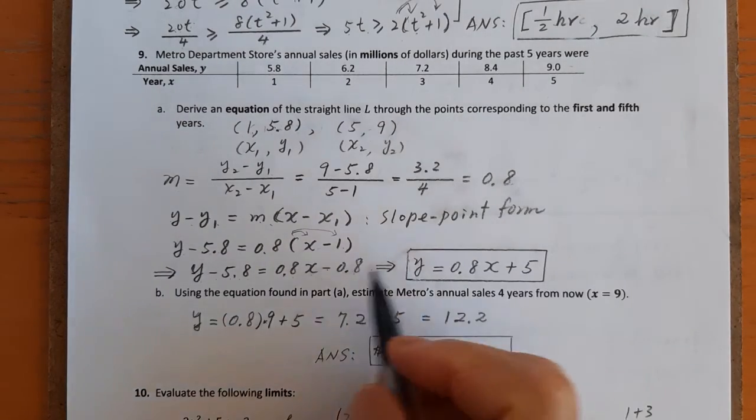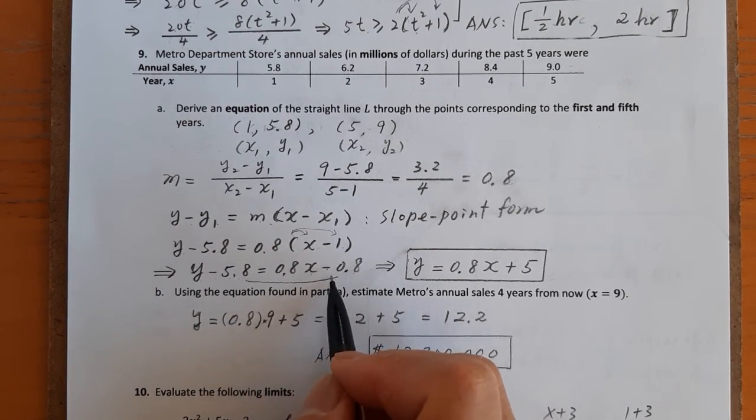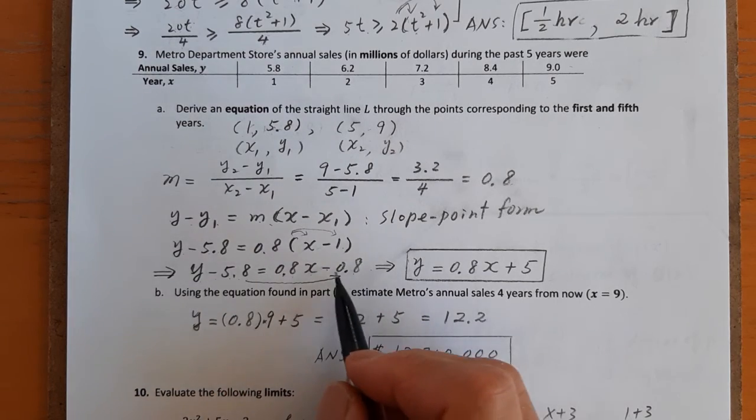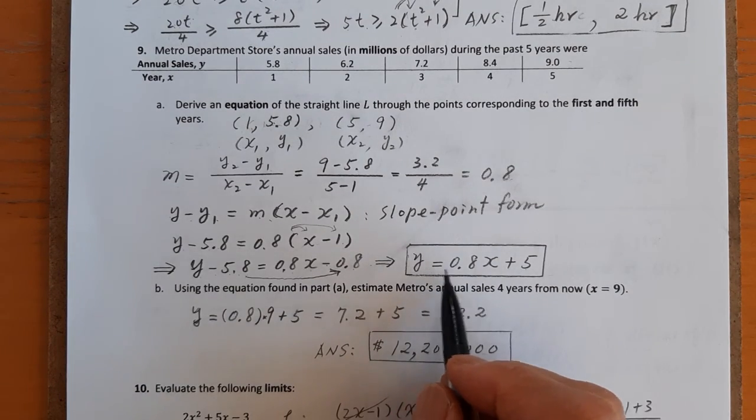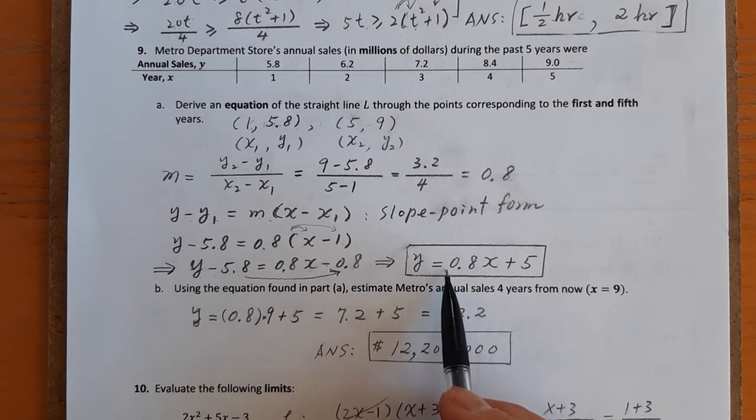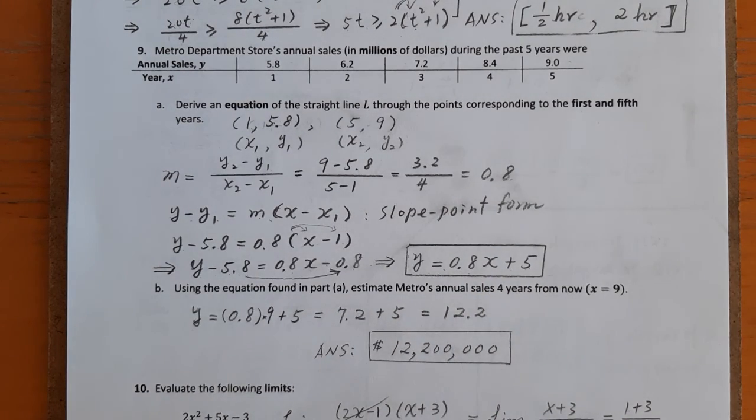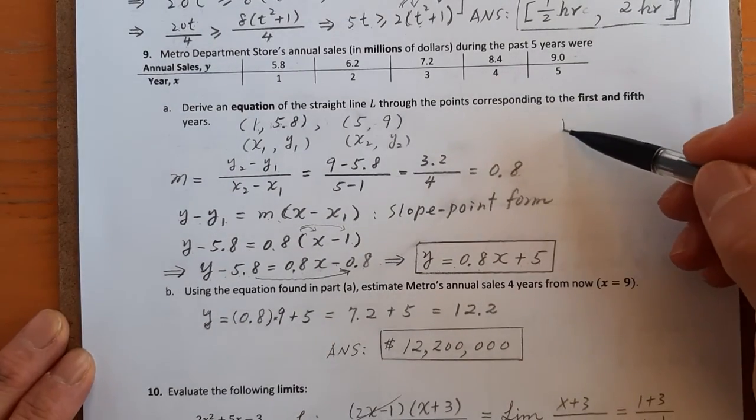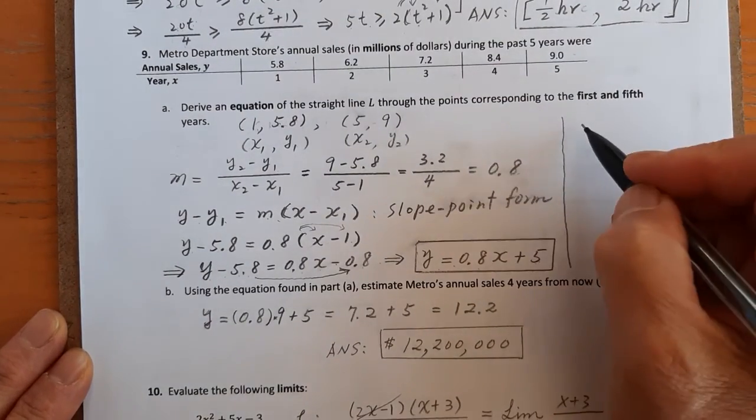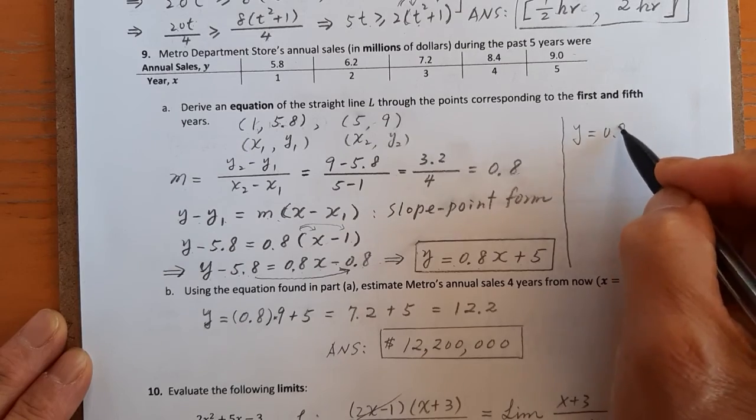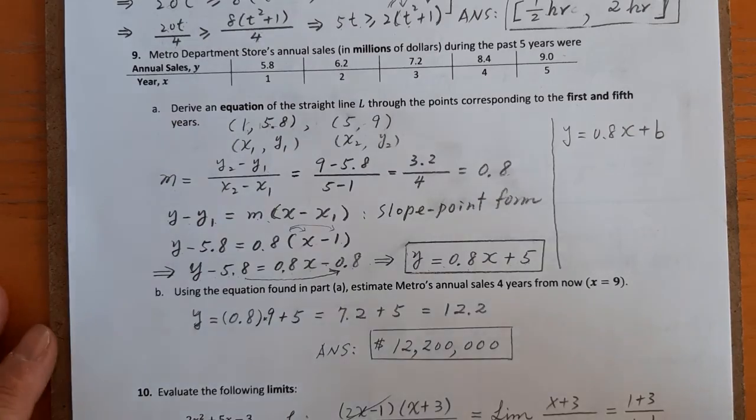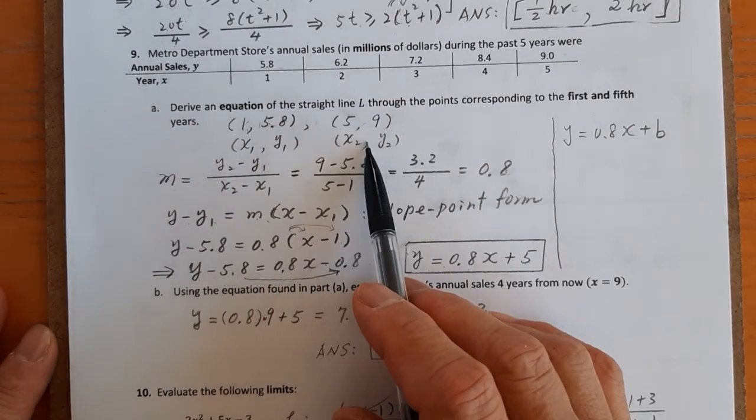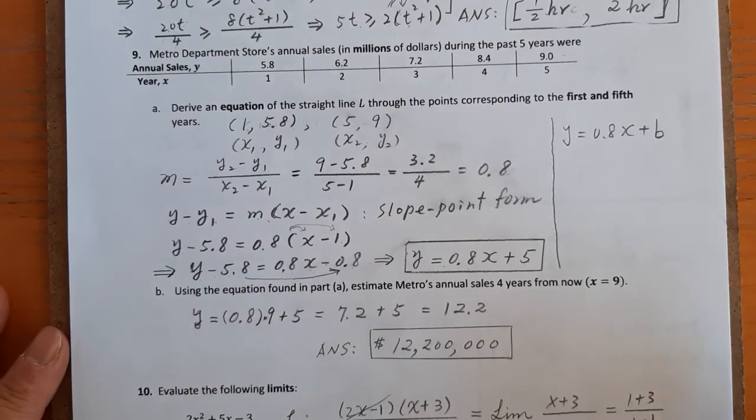And then change to the slope intercept form. You add 5.8 to both sides and get positive 5. So slope intercept form is y equals 0.8x plus 5. You can also use slope intercept form, which is y equals 0.8x plus b, and figure out the b. How to figure out the b? You can use the first point or second point, it doesn't matter which one. Finally, it's the same answer.